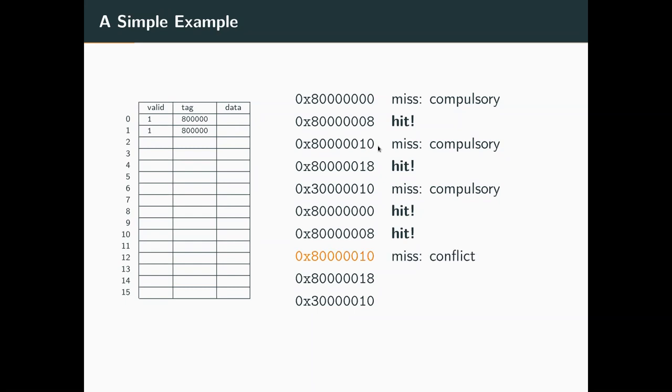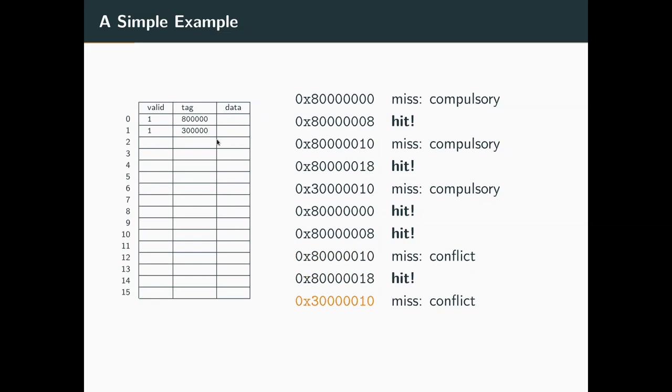Yeah. So that's not cool. This one is going to be a hit, just like up here. And then this last one, again, is going to be a conflict miss because we evicted it. Okay. So as you can see, we're going back and forth between 800,000 and 300,000 here.